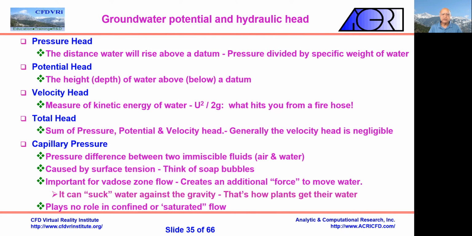Okay, so we define a total head, which is the sum of pressure head, potential head, and velocity head, and generally velocity head is negligible, as I said, but not always. So this is basically the total head that determines how the water flows from one point to another. So the combination of pressure, potential, and velocity is a good measure of the flow of water.